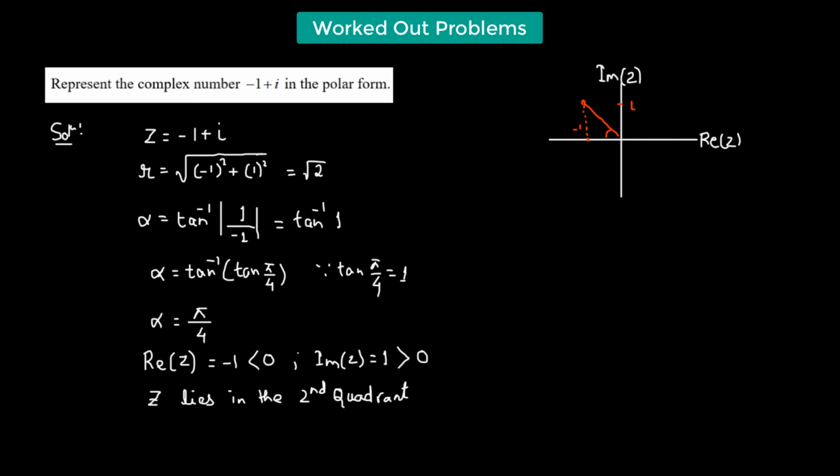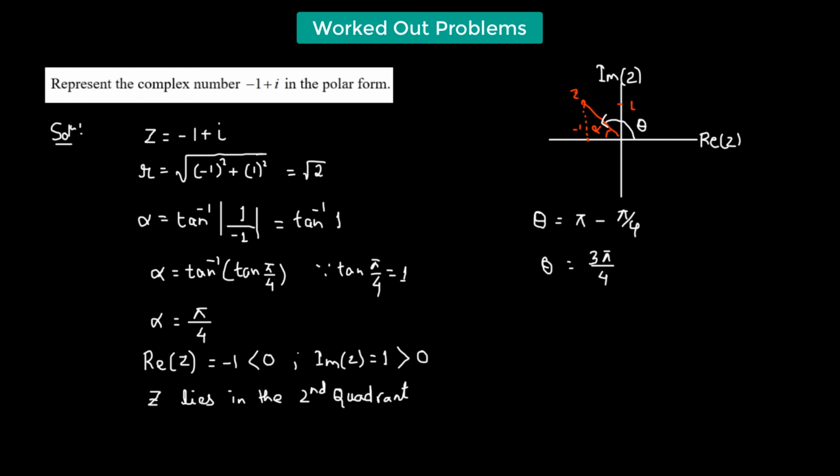So that gives us alpha. This is the acute angle alpha which the complex number z makes with the real axis. But we need to find out the value of theta. Theta is always measured in the counterclockwise fashion from the positive direction of the x-axis. So that means we have to subtract alpha from pi. So our angle theta is equal to pi minus alpha, which is pi over 4, and that gives us 3 pi over 4. So this is the value of our angle theta.